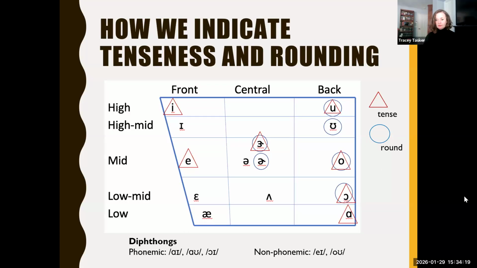So in our IPA charts, or vowel quadrilateral charts, we represent tenseness with a triangle. If you need to remember, just think T for triangle, tense. And we represent rounding with a circle. So if you think about the mouth when you're making a sound, such as O, it looks like a circle. So that's a good way to remember it. Now, as you could see, this is not an either or thing. Some vowels can be tense and round. Okay.